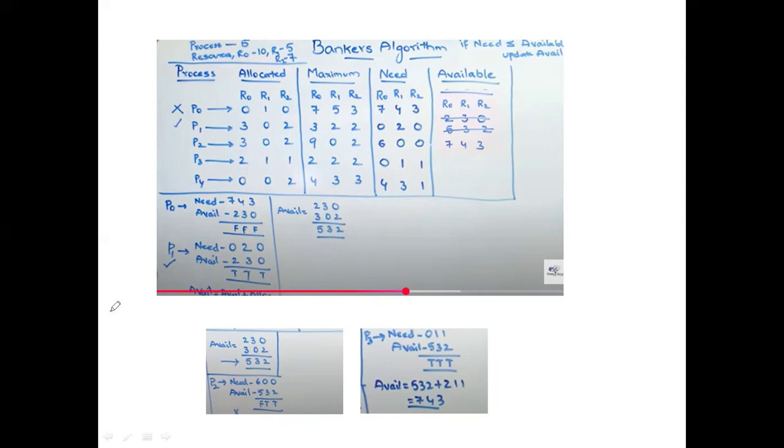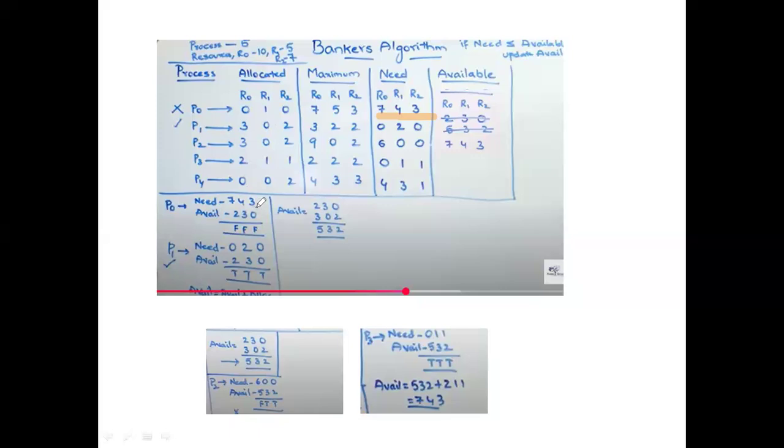Here, we go for the check everything. First, we check for P0, whether it's possible or not. As in the algorithm, the first step we are going to check is the need, which is 743 as given. Available is 230, assuming your available is 230. Let's check whether the need is less than available.